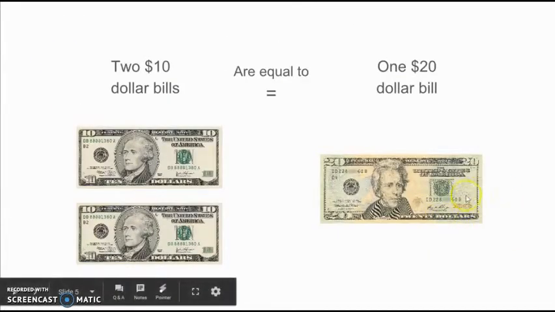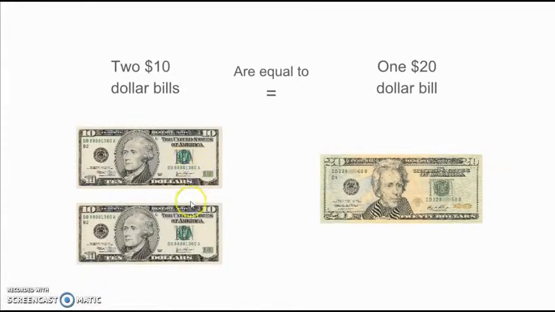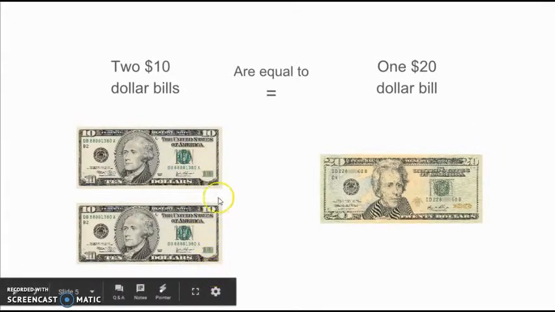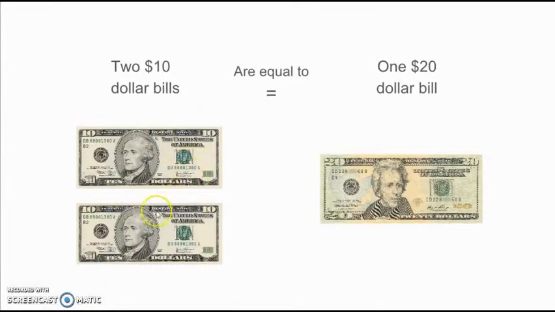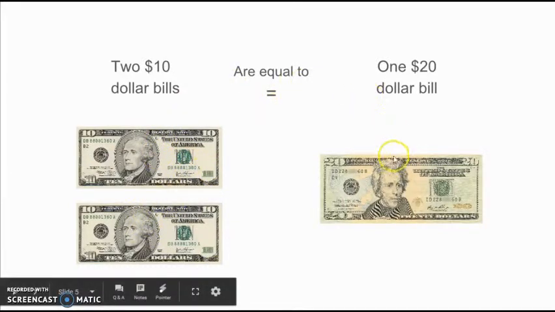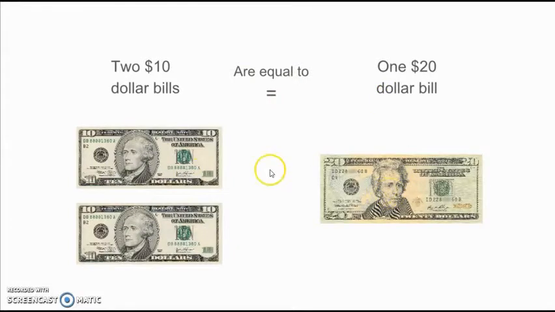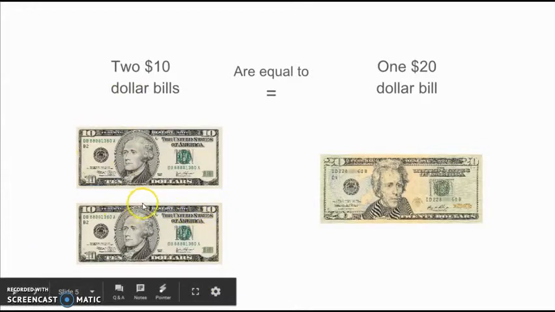So now let's take a look at some addition. Right here we're going to be counting by tens, which we already know how to do, so this is just extra practice. So 2 $10 bills are equal to 1 $20 bill. So you see, 1 $10 bill, 2 $10 bills are equal to 1 $20 bill.